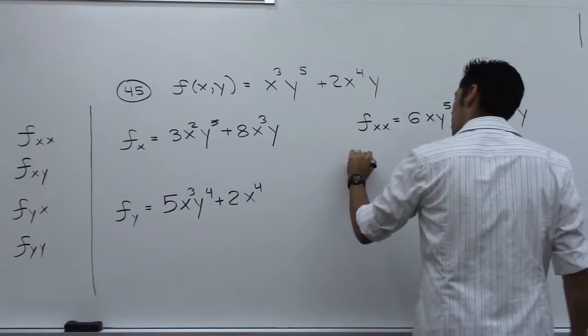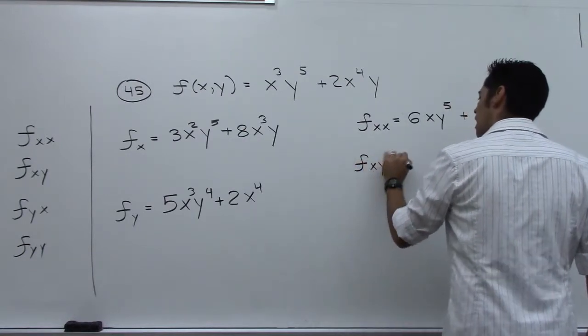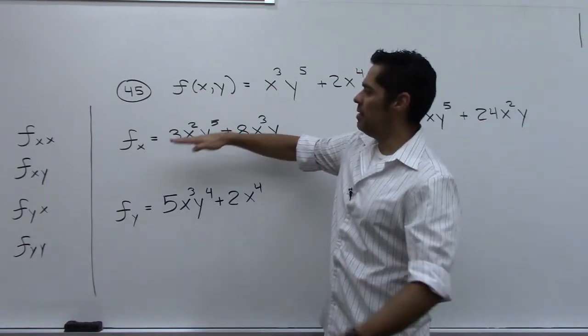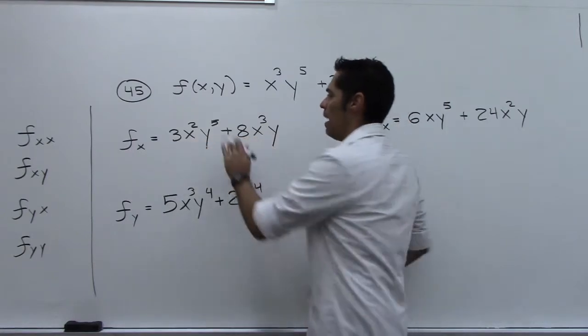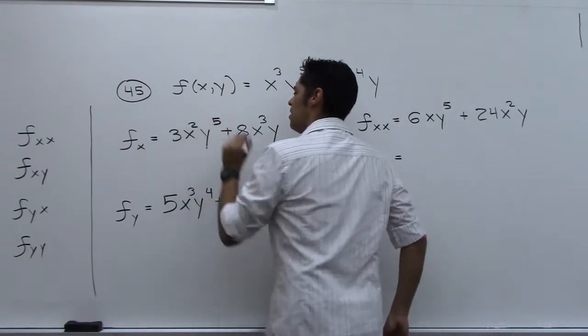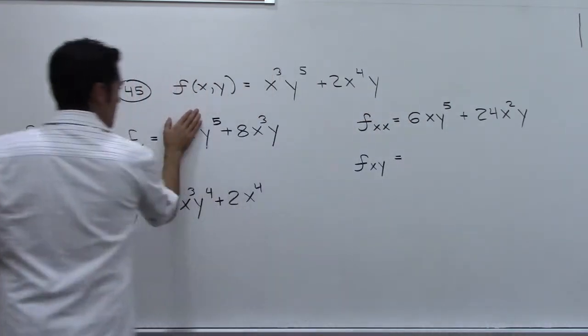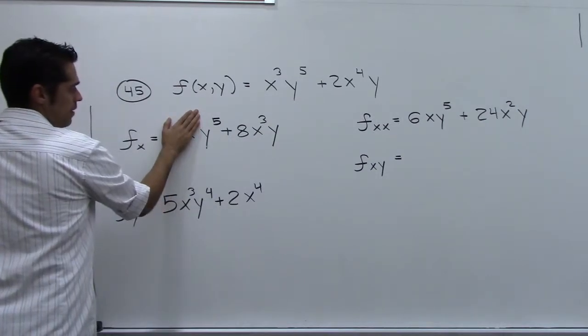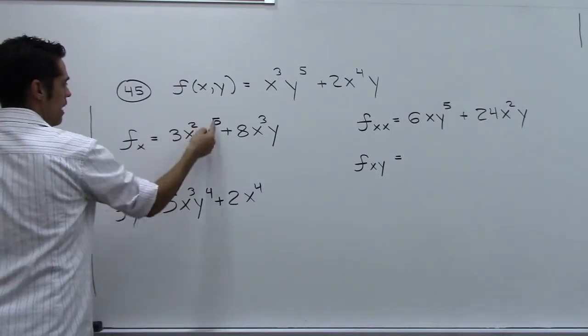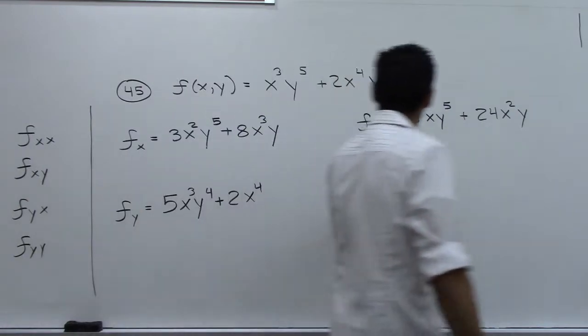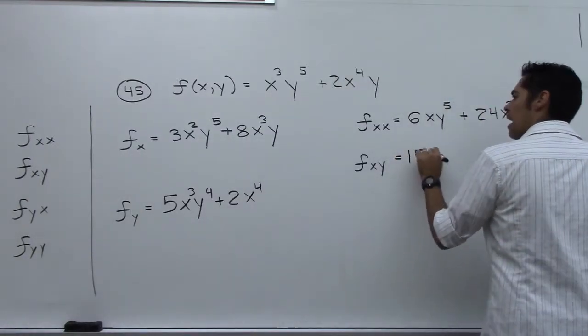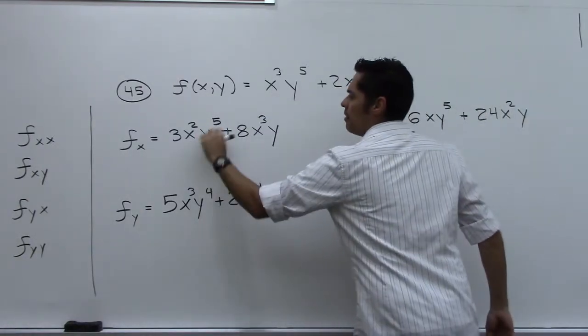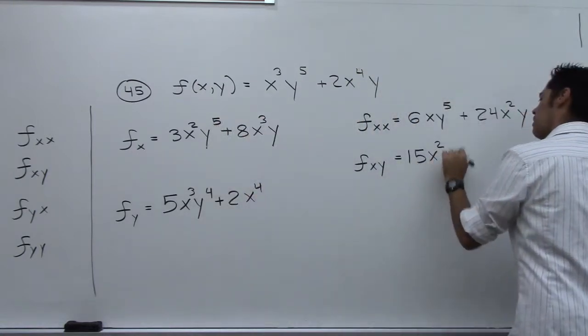Let me do partial of f with respect to x, then y. So start with this and then take the derivative of this with respect to y. So this time, x is a constant. So cover this up. Derivative of y to the fifth is 5y to the fourth. The 5 comes out, hits this. So we'll have 15. The x squared stays there. This power came down, y to the fourth.